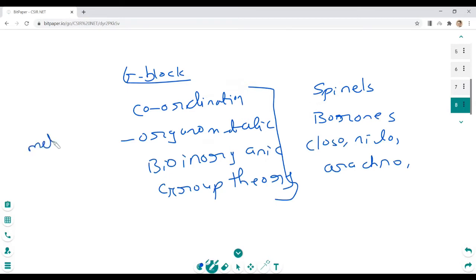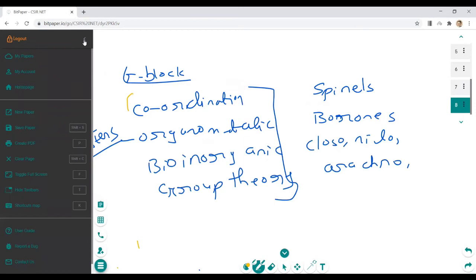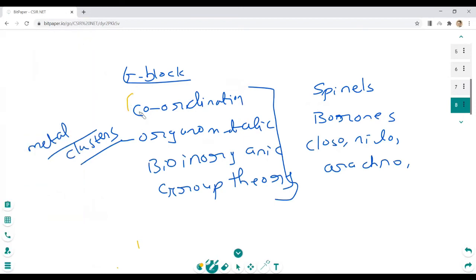There is something called metal clusters. In these metal clusters, these concepts are again used. So these 4, I'll mark it in some other color. These 4: coordination, organometallic, bioinorganic, and group theory are the crux of your inorganic chemistry. Along with this, equally important are small spin-off topics.